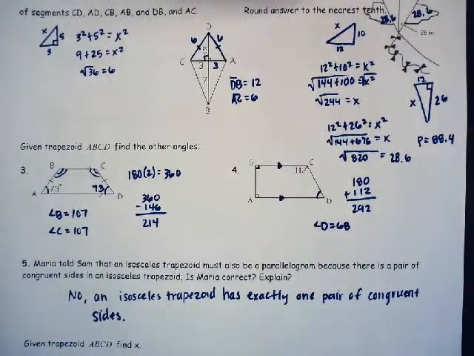Okay, number 5 says, Maria told Sam that an isosceles trapezoid must also be a parallelogram because there is a pair of congruent sides in an isosceles trapezoid. Is Maria correct? Explain. The answer is no, because an isosceles trapezoid has exactly one pair of congruent sides. It doesn't say that it has at least one, it says exactly one. And a parallelogram has to have two pairs.